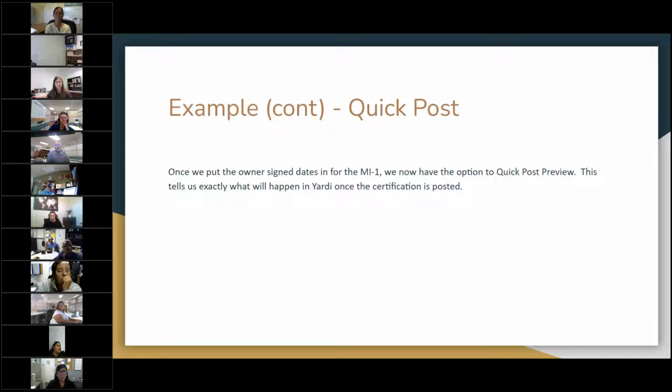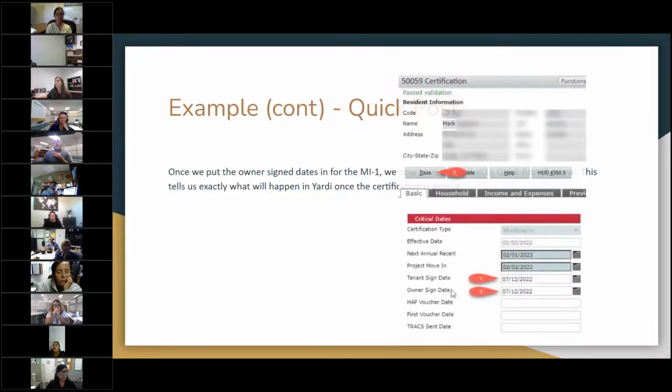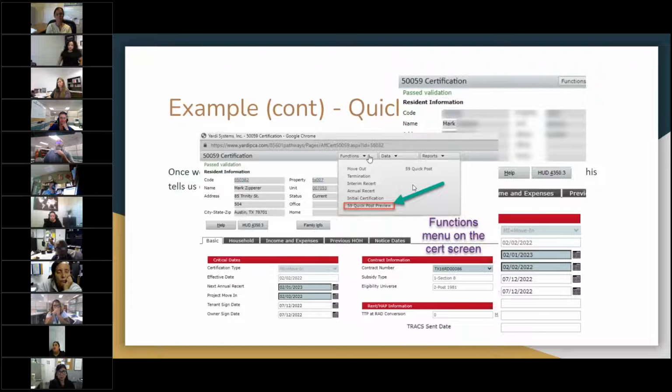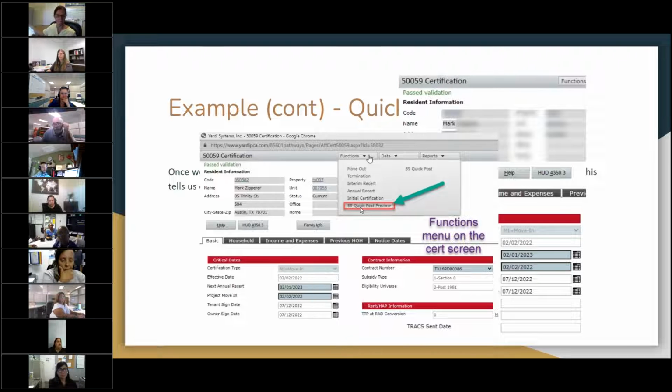So once we put the owner sign dates in for the move-in one, we now have the option to quick post, and this is going to tell us exactly what will happen once the cert is posted. So we can see we've got our tenant and owner sign dates in. We click save. And then from the certification screen, if you go to functions and 5.9 quick post preview, it'll show you all the charges that will come once this certification is posted.